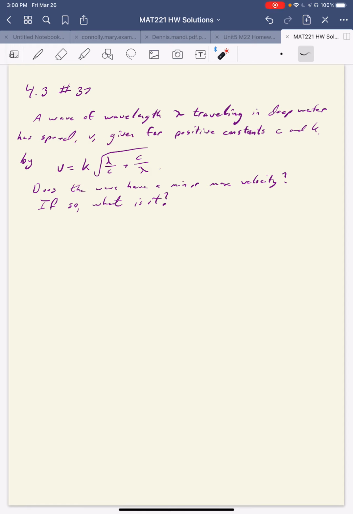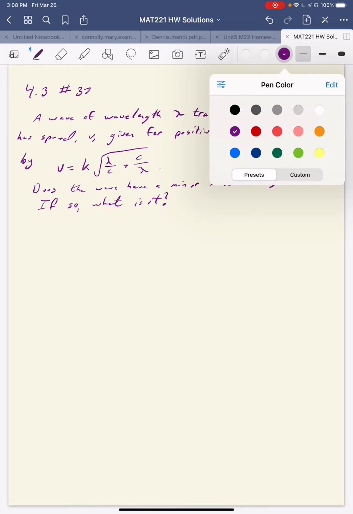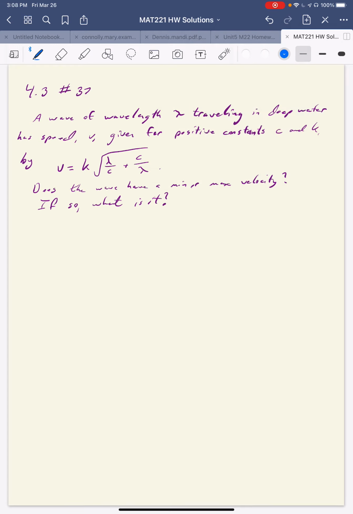And the question is, does the wave have a min or a max velocity? And if so, what is that velocity? So let's go ahead and look at this problem. In order to find out if a function has a minimum or maximum value, one thing that we can do is find the critical points for the function by taking the first derivative and setting that first derivative equal to 0. And so we'll start by doing that.